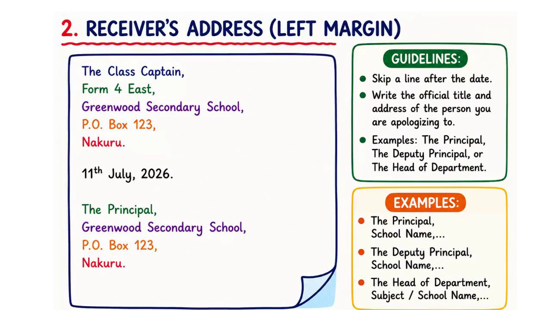After the date, we have the receiver's address. You skip one line, write the official title and the address of the person you are apologizing to. For example, the principal, that is the title of that person, the school, that is the institution, Greenwood Secondary School, and then you have the PO box, and then you end with the city or the town.